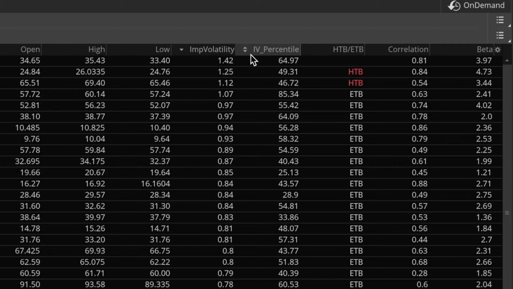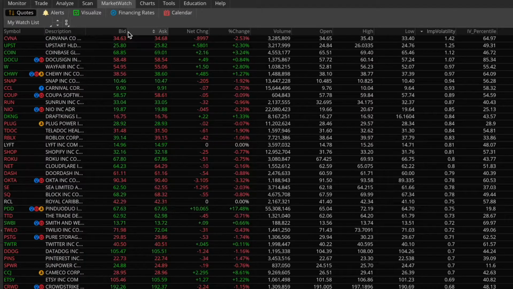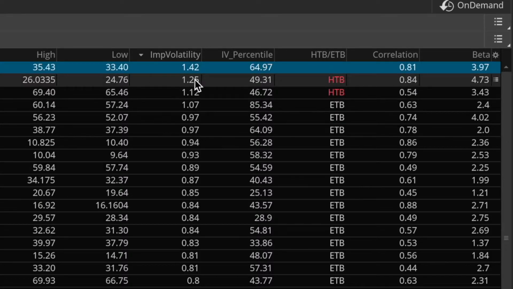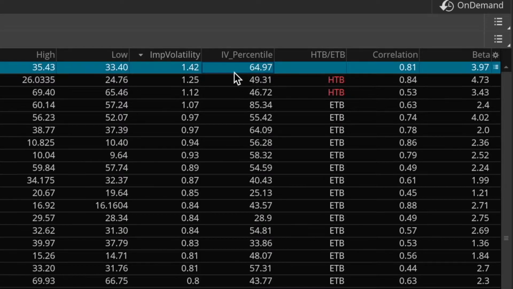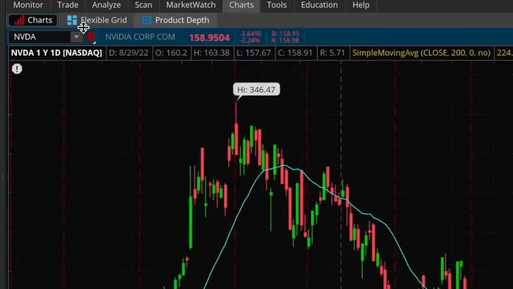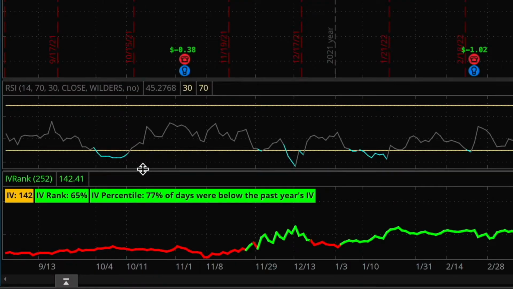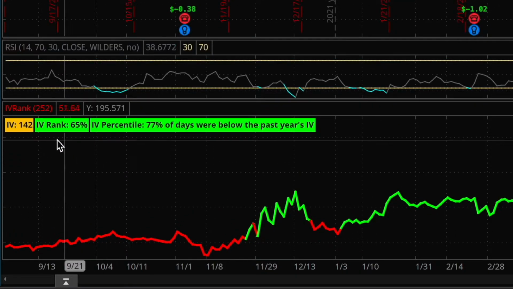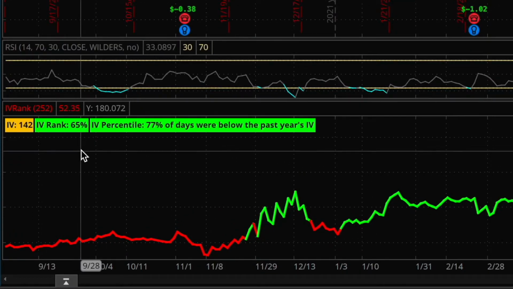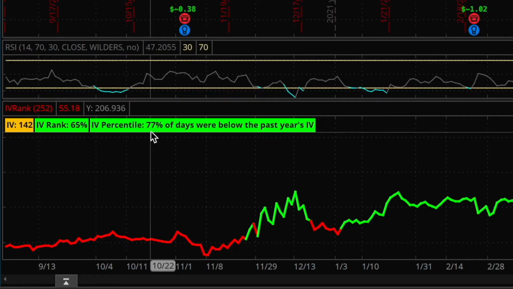This should be called IV rank, right? So in the case of Carvana, once again, the IV percentile is technically 64, almost 65%. But if we go to the charts real quick and we go to CVNA, you can see down here with the actual implied volatility chart, the IV rank is actually 65% and the IV percentile is 77%. Very different. So again, just keep this in mind if you're using ThinkOrSwim.